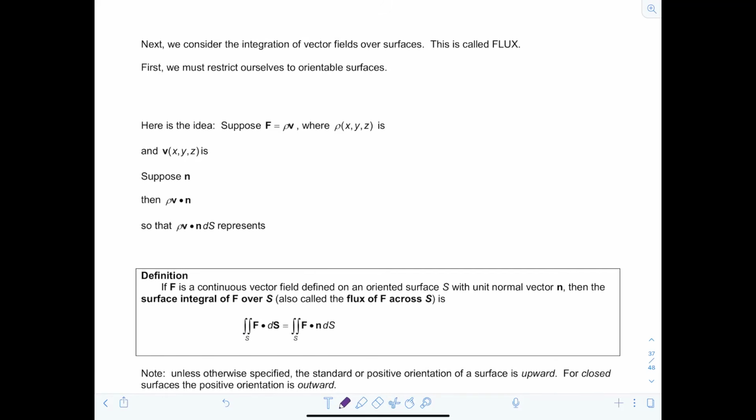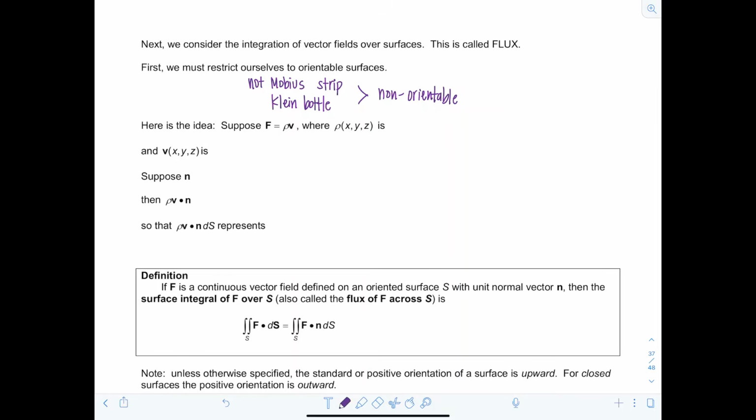First things first, we have to restrict ourselves to orientable surfaces, surfaces that have an orientation. What kind of surfaces are not allowed? Something like a Mobius strip or a Klein bottle. If you don't know what they are, just search them. They're cool. They do not have an orientation. Non-orientable. So you want to be able to say which way is up, which way is down, which way is outward, which way is inward. You can't do that with these kinds of surfaces.